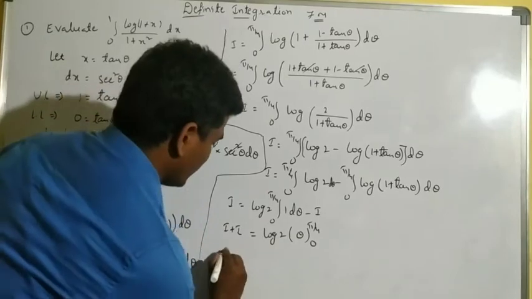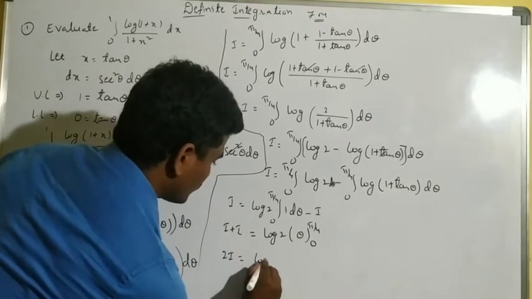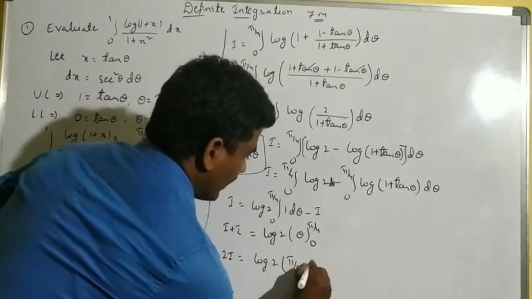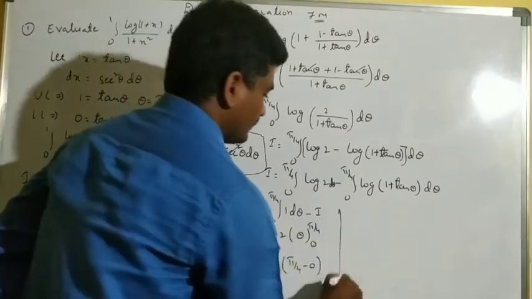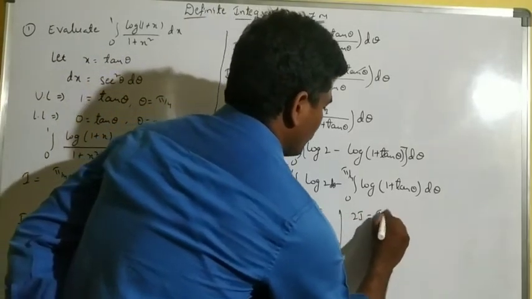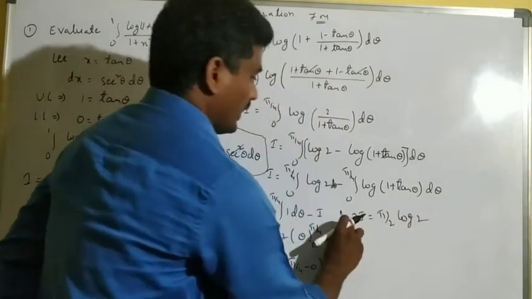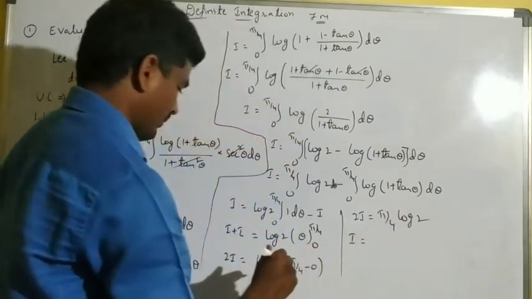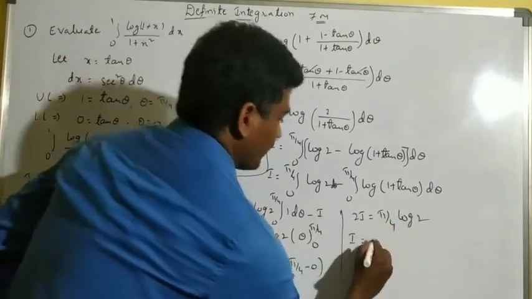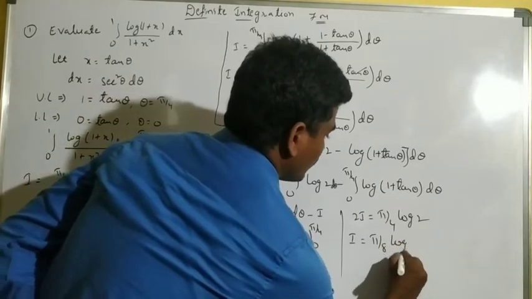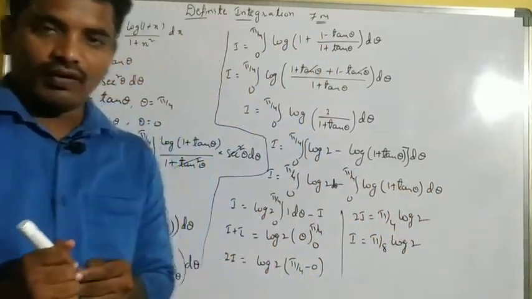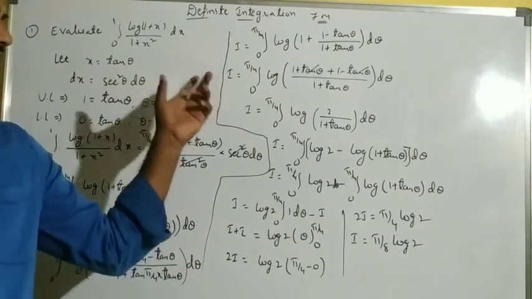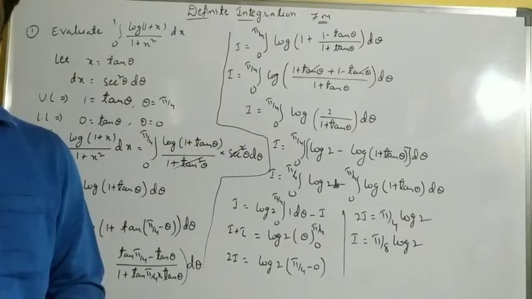I plus I equals, we know that is 2I, equals log 2 into this, we can write pi by 4 minus 0. Pi by 4 here we can get. 2I equals pi by 4 log 2, and 2 sent here, pi by 4 by 2 gives pi by 8, so we get pi by 8 log 2. If you follow all these steps, you can get a complete 7 marks. If you miss any one step, you can get less than 7 marks.